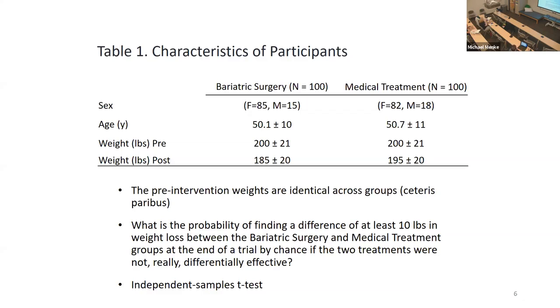So we're focused on what are the chances that we found a difference this large between groups if, in fact, the treatments were not differentially effective. Does that make sense? So in this case, I'm going to use an independent samples t-test. I wouldn't in real life, because I would have to account for the differences in pre-weight, sex, etc., a lot of things that we would enter into the equation as what we call covariates.